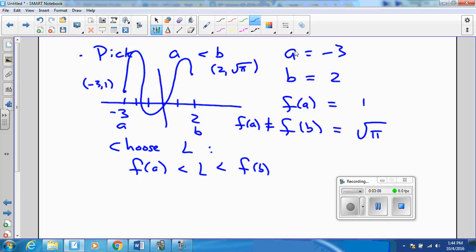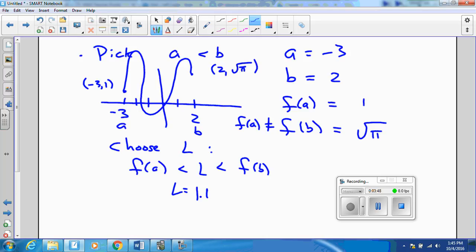Yes? I said f of a is 2 and f of b is 3. That's fine. So choose an L between 2 and 3. There's an infinite number of choices you've got there. You're not out of numbers. Let's see, what should I choose that's definitely between 1 and the square root of pi? Well, that's tough. The square root of 3.1 is going to be smaller than 2. Yeah? 1.1? Yes, 1.1 squared is 1.21, so that should work. So I'm going to choose my L is 1.1.